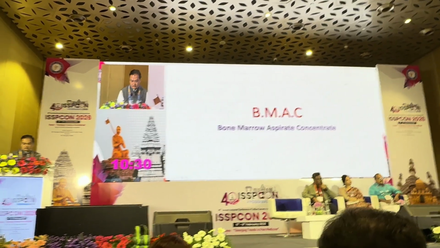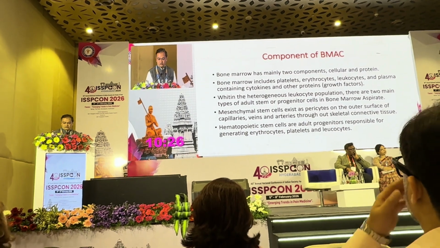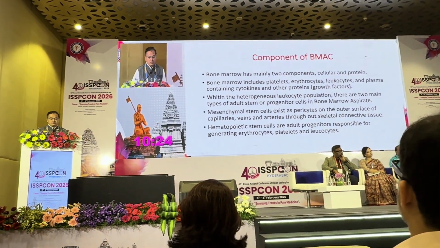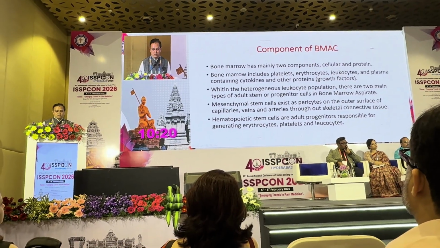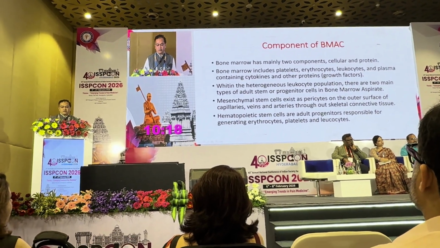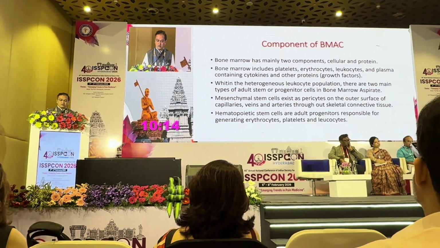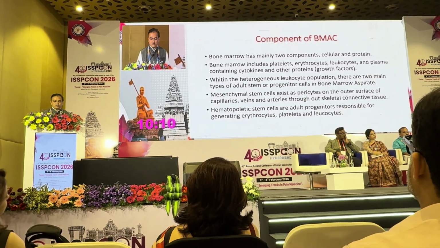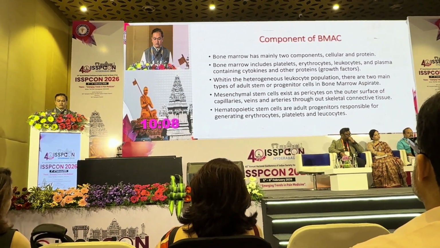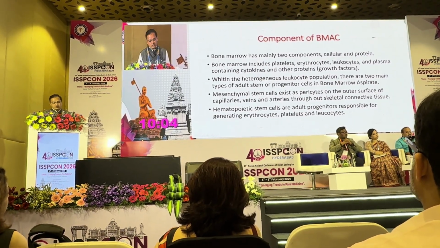So my second talk is on BMAC, bone marrow aspirate concentrate. So what are the components of the BMAC? Bone marrow is mainly two components, cellular and protein. The bone marrow includes platelet, erythrocyte, leukocytes, plasma containing cytokines and other proteins. So within the heterogeneous leukocyte populations, there are two main types of adult stem cells or progenitor cells in bone marrow aspirate. One is mesenchymal stem cells and other is hematopoietic stem cells.